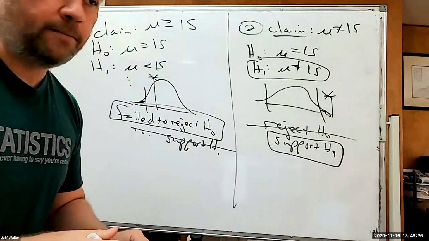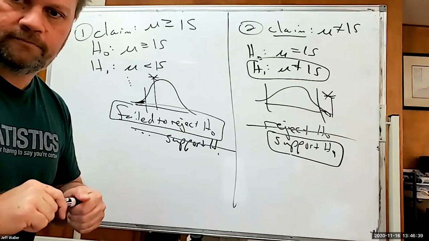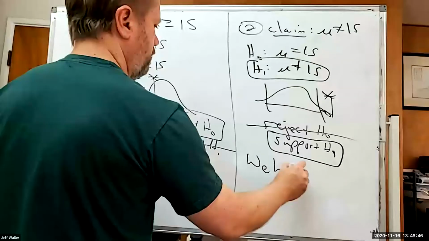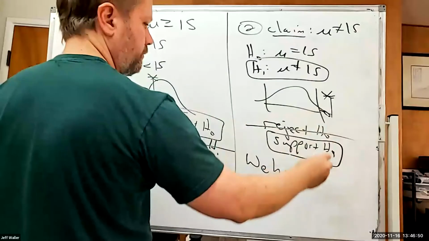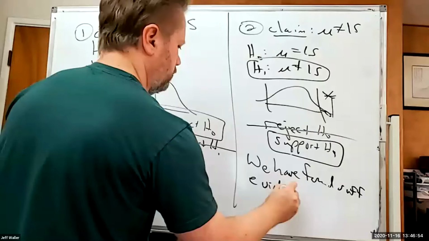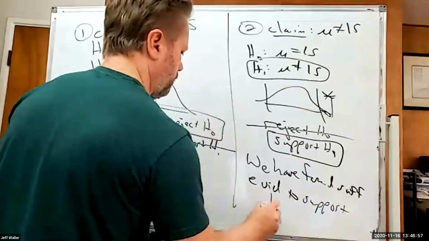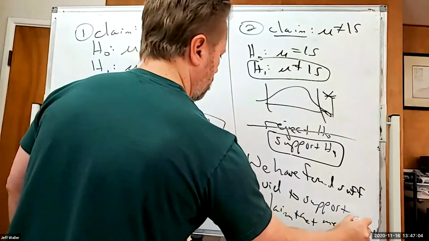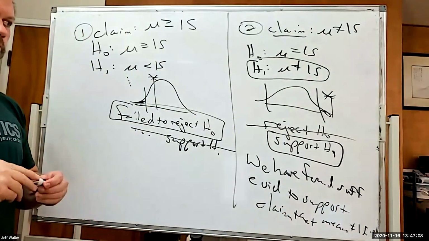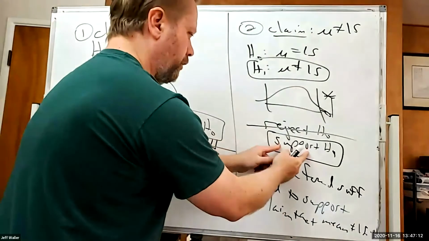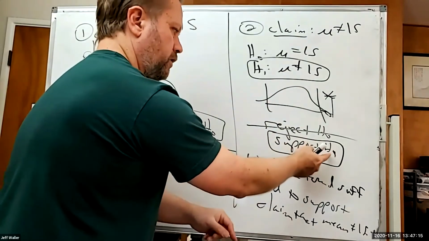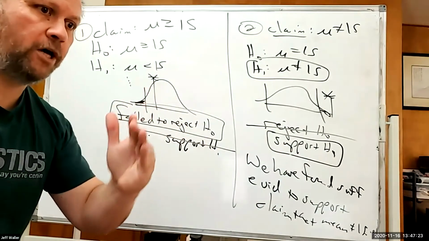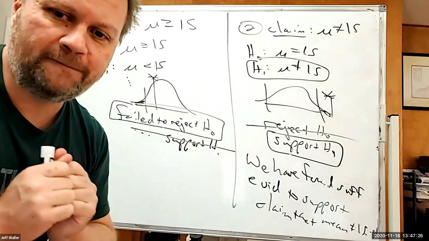Sorry, can you just go over how you would word the second one again for the conclusion? Well, this. Yeah, because we have found sufficient evidence to support the claim that the mean is not 15. So how did I know to use that language? Because that's what the claim was. I talk about the claim. That only makes sense. Hopefully it does. Somebody makes a claim. They want to know what happened with my claim. Did my claim come out okay?